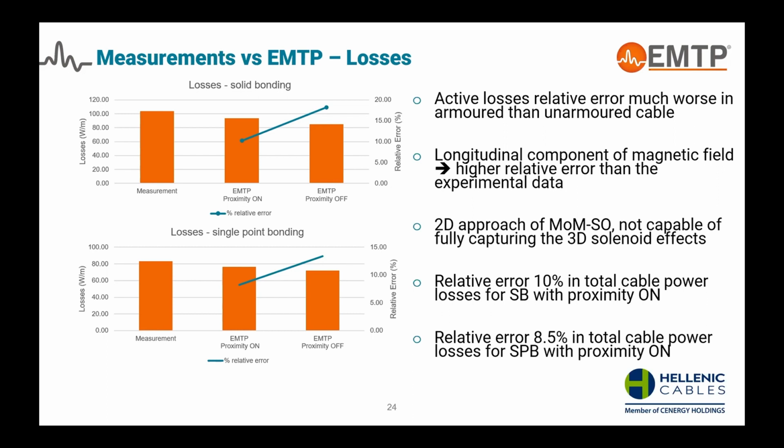Of course, the relative error is like 10% in total power, in total cable power losses, for solid bond when proximity is on, and around 8.5% for single point bond when proximity is on.